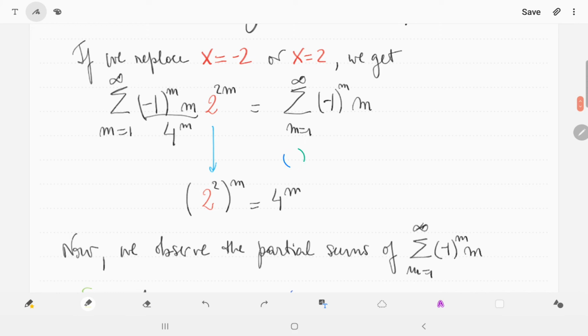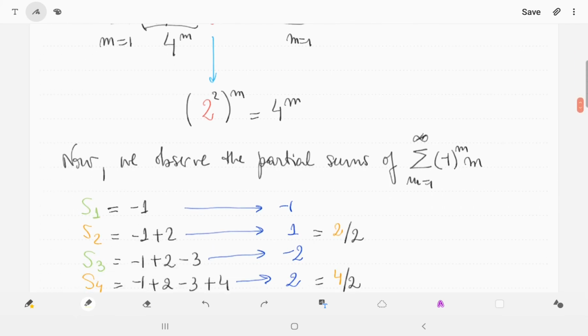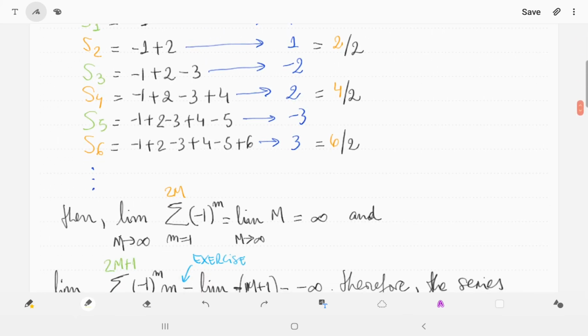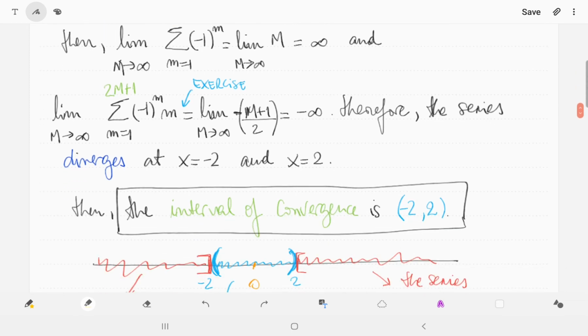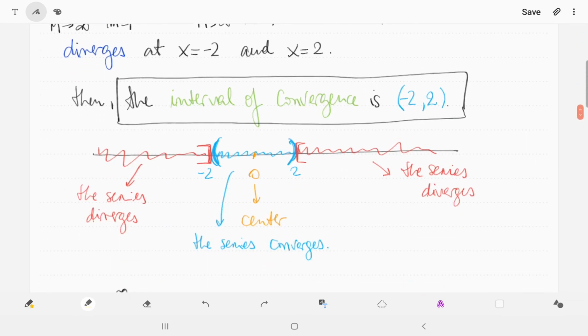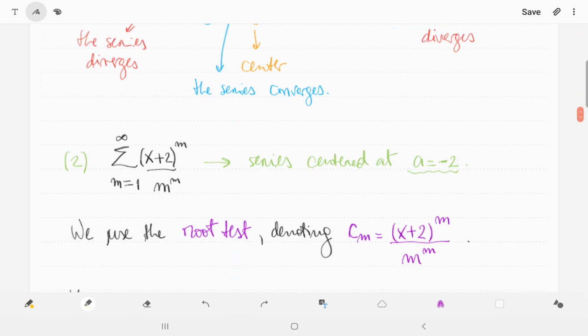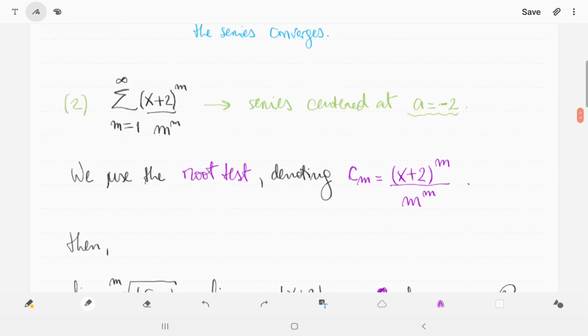So fortunately, in this example, we could solve because the partial sums are easy to get, and in the exercise that you will have to do, it will be the same. Okay.